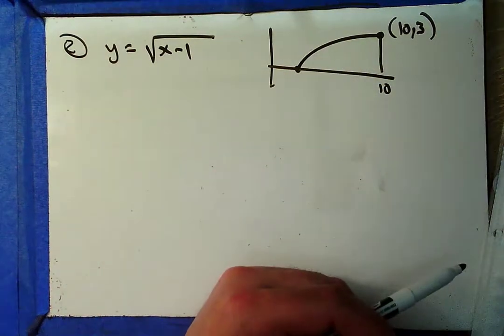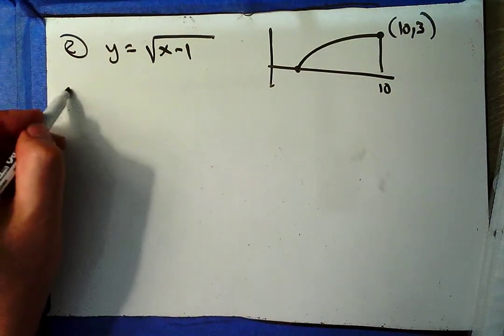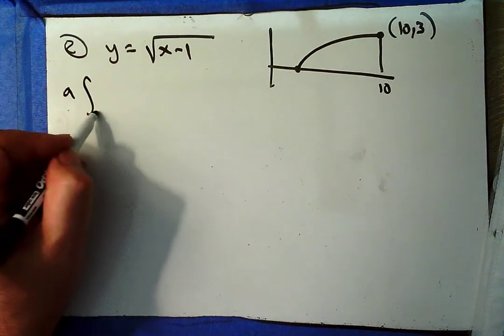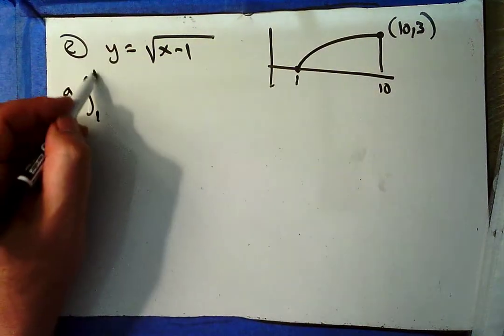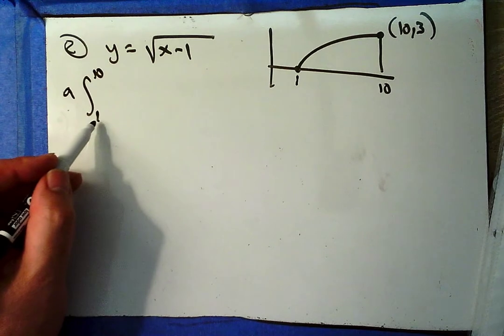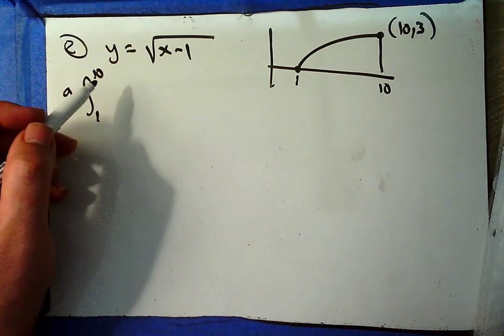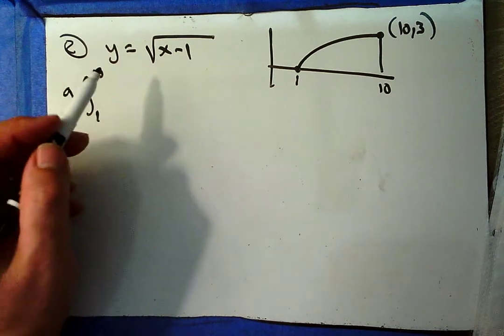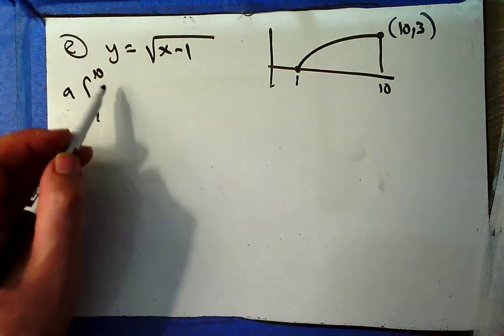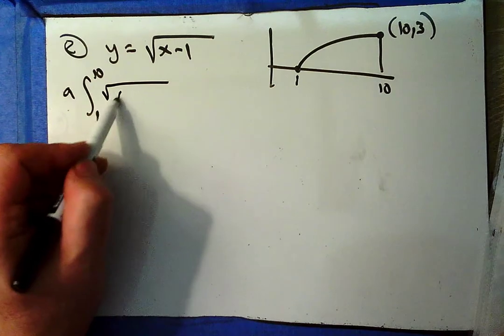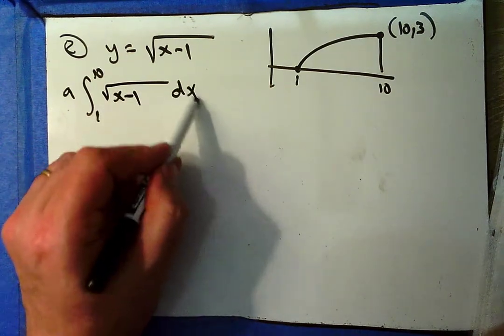And what are we doing with it? First, we're finding the area of that region. So that's just going to be the integral from 1 to 10. Many students in 2004 put 0 to 10 here. So watch out for little details like that. And all we're doing is finding the area, so we just have to integrate square root of x minus 1 dx.